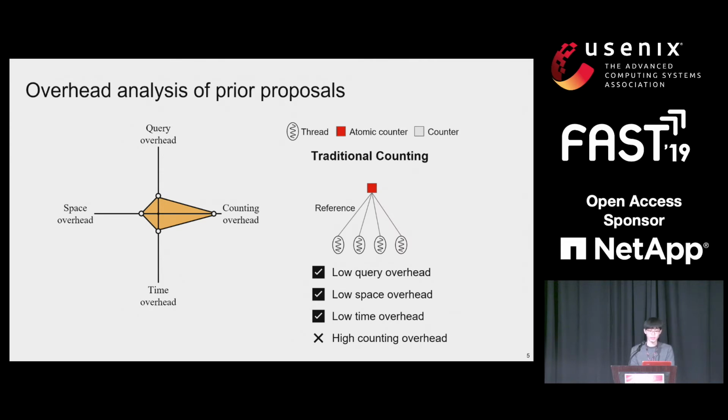Using the 4 overhead metrics, we analyzed the prior proposals. The first one is traditional reference counting. Since traditional reference counting uses a single atomic counter, it shows a low query overhead, low space overhead, and low time overhead. But the problem is, if there are a lot of processes containing the same reference counter, the performance almost collapses. And this is depicted in the left-hand side of the slide.